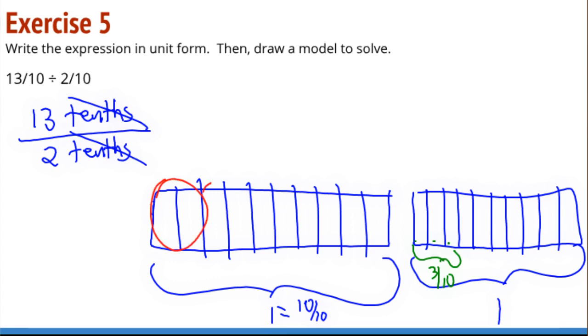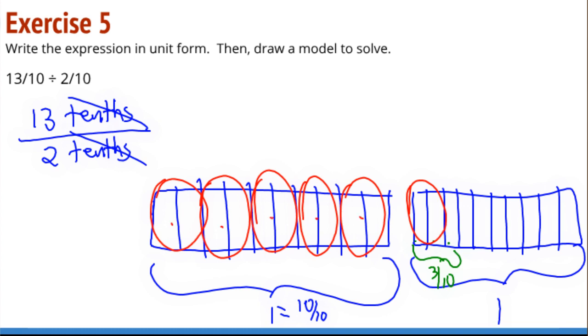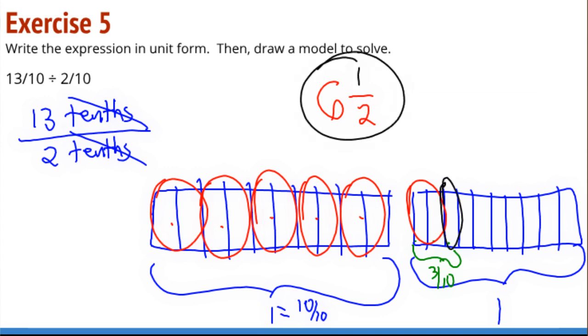So a group of 2, a group of 2, a group of 2, a group of 2, a group of 2, a group of 2. So I've got 1, 2, 3, 4, 5, 6 groups of 2. They're groups of 2, so the denominator is 2. And I've got 1 piece left over. So 6 1/2.